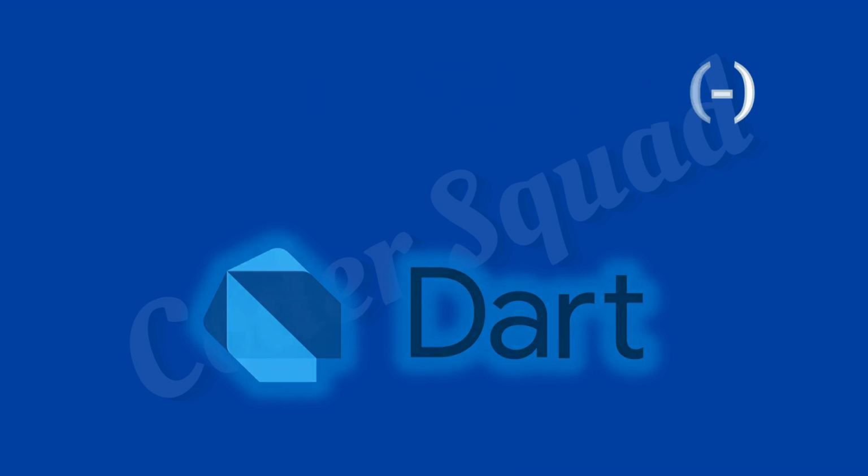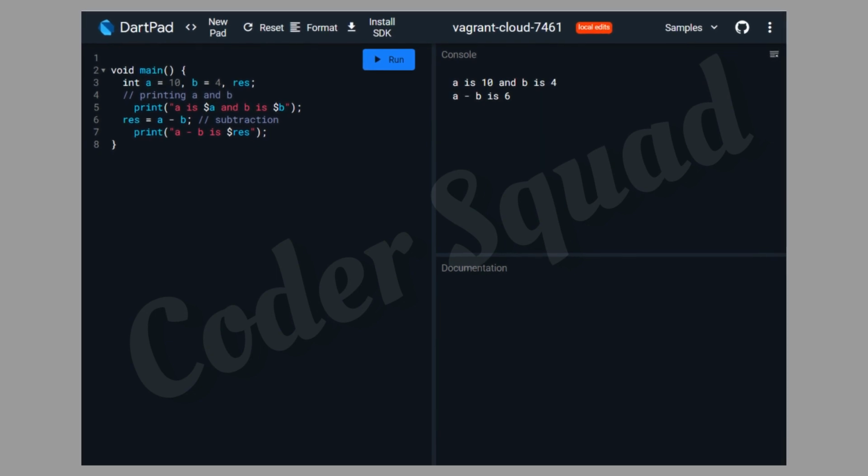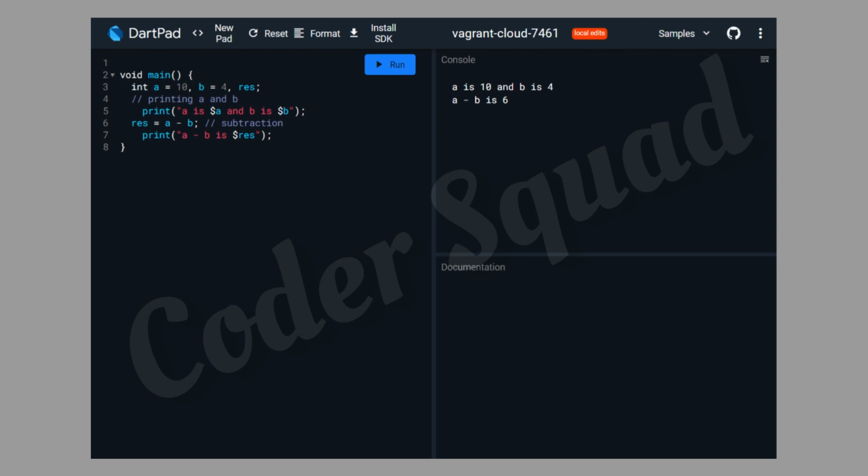The subtraction operator, minus, in Dart subtracts one numerical value from another. It's used to find the difference between numbers. Let's see examples of its usage.